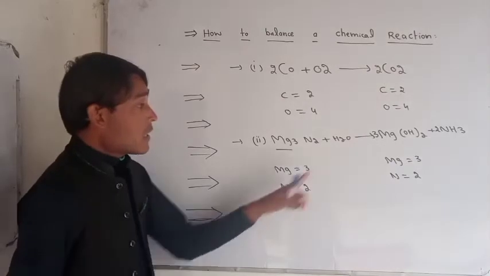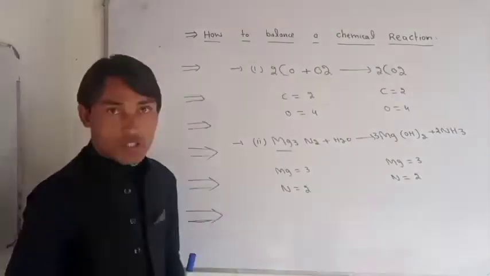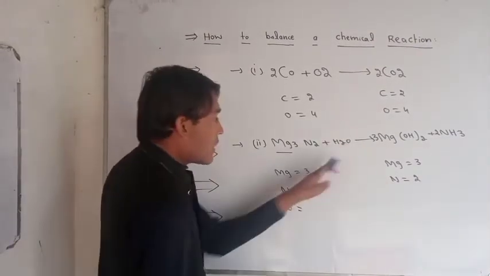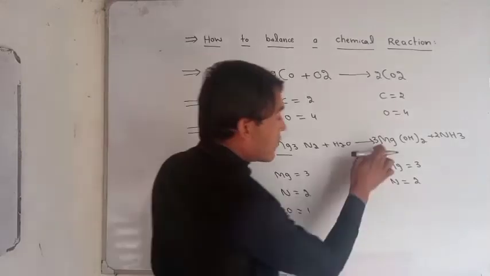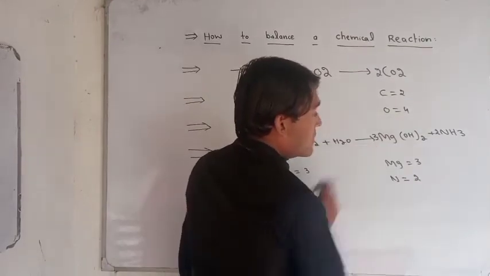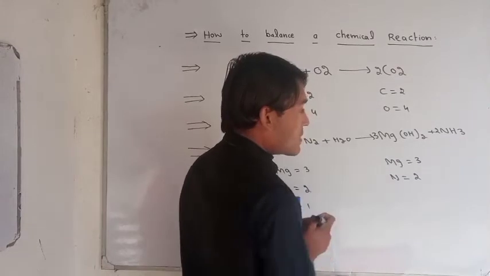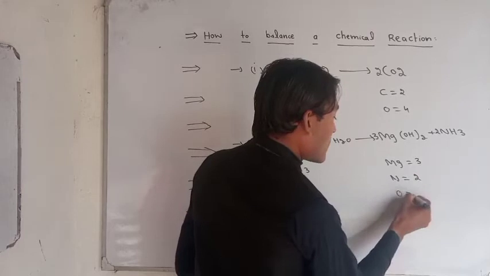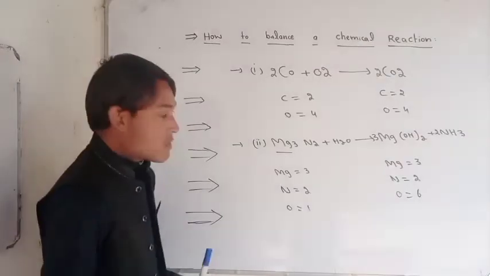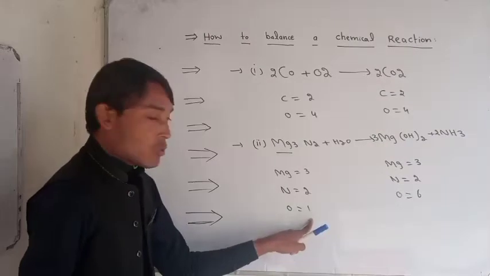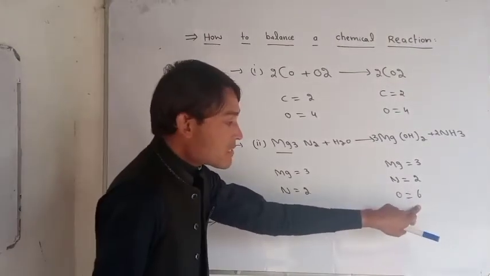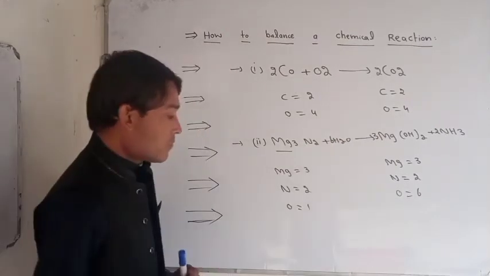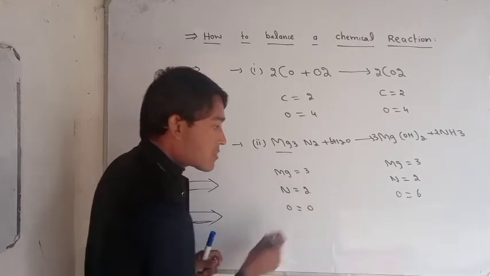Now the third one is that we have to go for oxygen, and then hydrogen as well. Now let's talk about the number of oxygen. On the left side we have 1, so we can write 1. And here, 3 times 2 is 6, since OH is there, and H is there. So the number of oxygen is 6. Here we have only 1 and there we have 6, so we add a coefficient to balance.